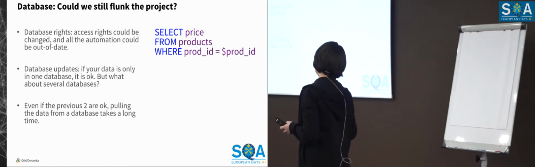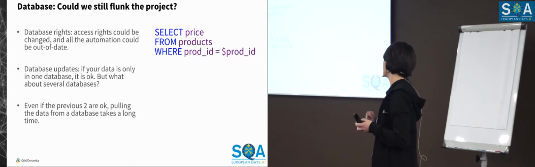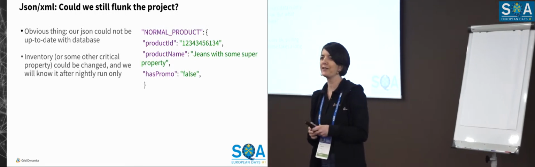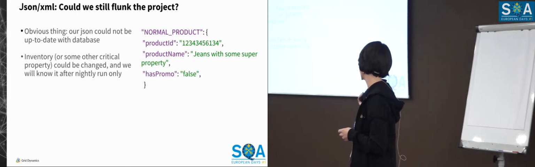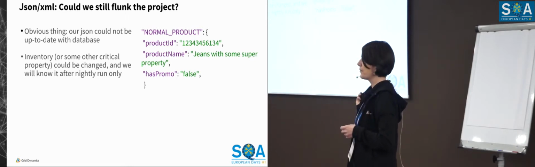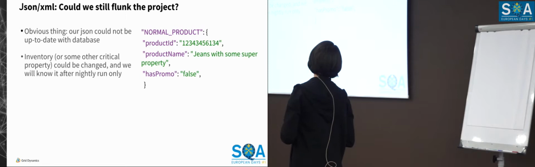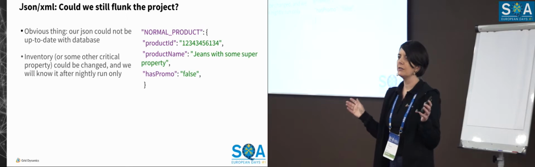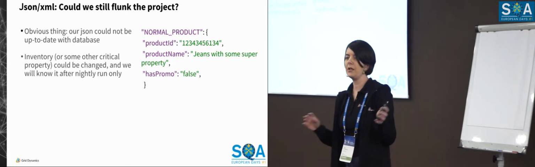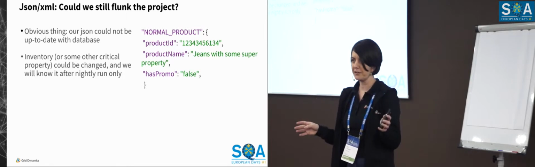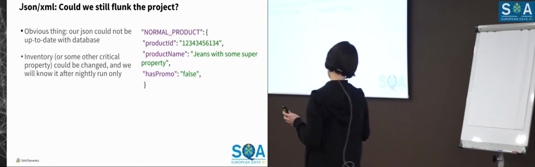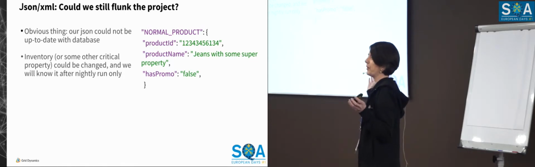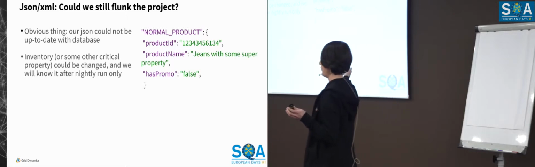And the point number three, if the previous two are okay, pulling the data from a database takes a long time. So we still have a chance to flunk our project. The third way to get the data is to use some data file in your framework, in XML or JSON or any other your favorite format, and parse this file from your tests. So, what can we do to flunk the project if we have such a way to get the data?